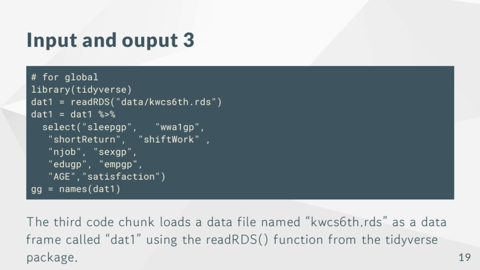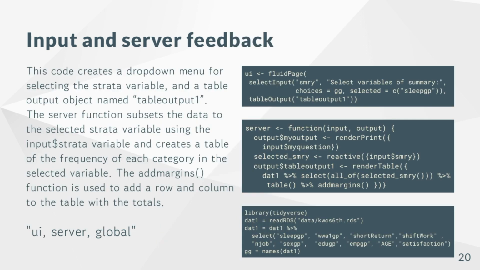The third code chunk loads a data file named KWCS 6th roads as a data frame called dat1 using the readRDS function from the tidyverse package. This code creates a drop-down menu for selecting the strata variable and a table output object named TableOutput1. The server function subsets the data to the selected strata variable using the input strata variable and creates a table of the frequency of each category in the selected variable. The addMargins function is used to add a row and column to the table with the totals.